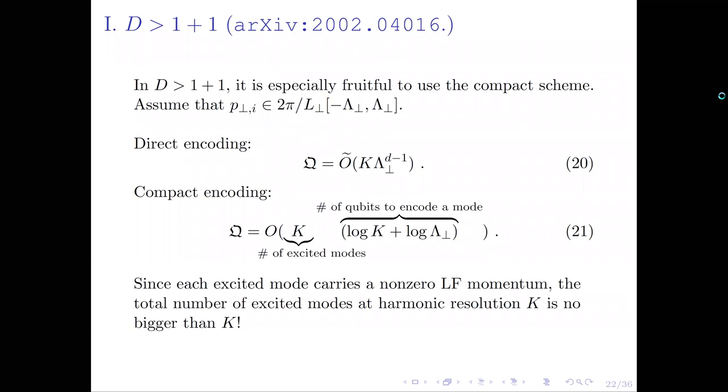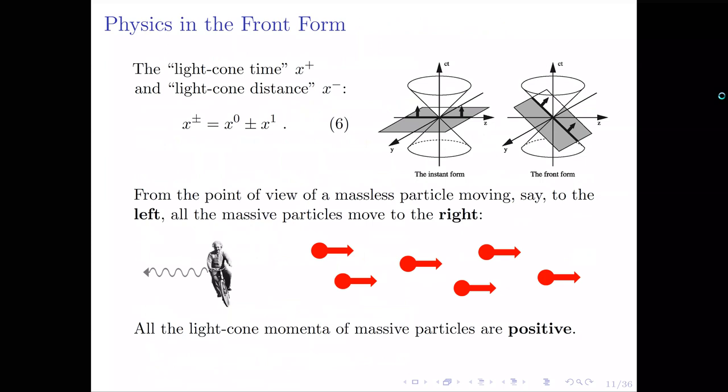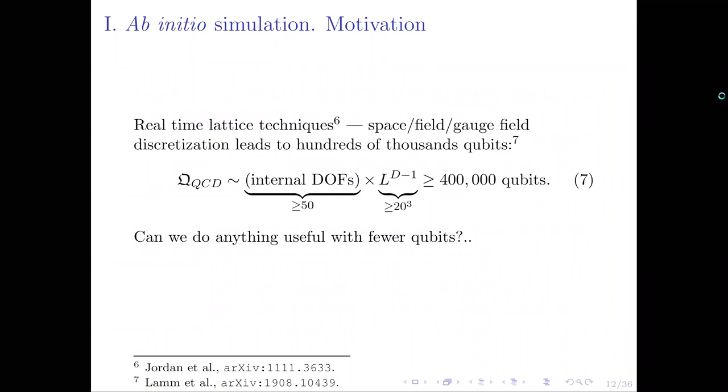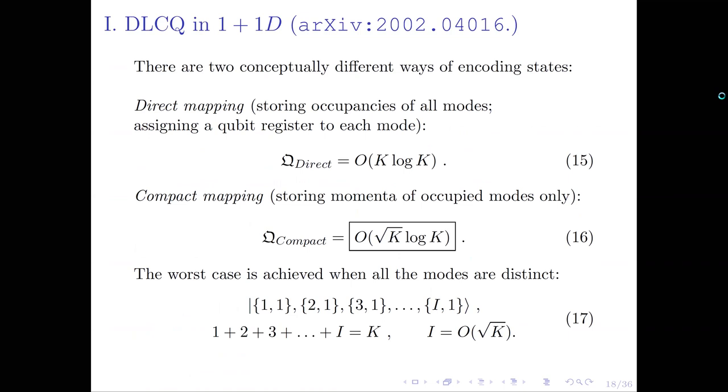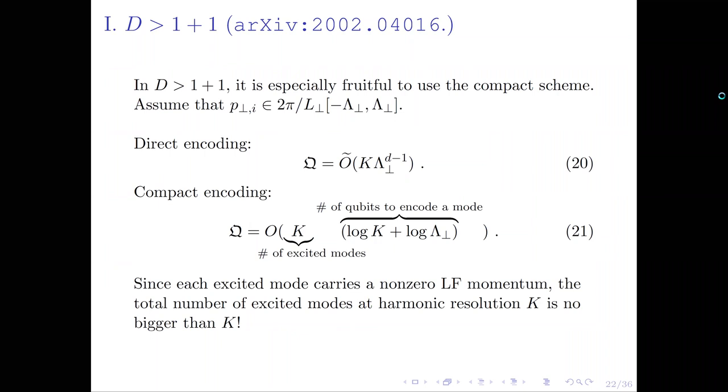So what do we have for compact encoding in higher dimensions? Let's say we have D spatial dimensions and D minus one transverse dimensions. If you are using the direct encoding, then the number of qubits you need for the calculation will be just the size of the grid in the momentum space, right? So equation 20 is, in this case, sort of an analog of this equation in the equal time. In the equal time, we had a grid in the real space, and if we are doing the second quantized simulation, then this would be the grid in the momentum space. So this is just a product of momentum cutoffs, nothing special.